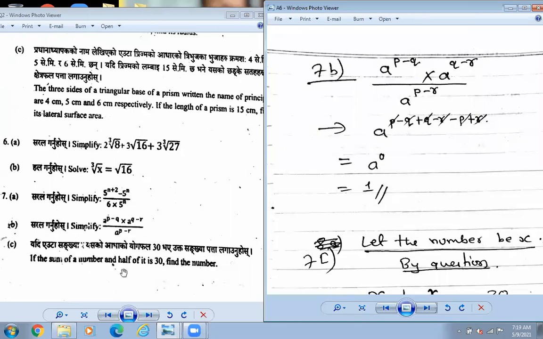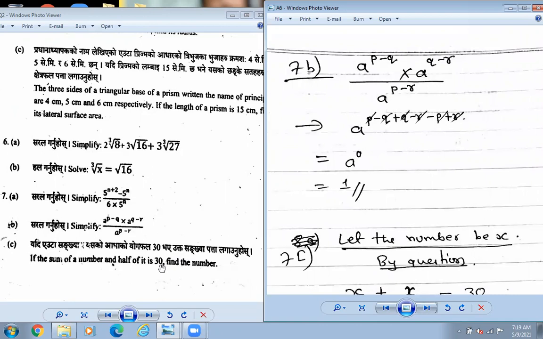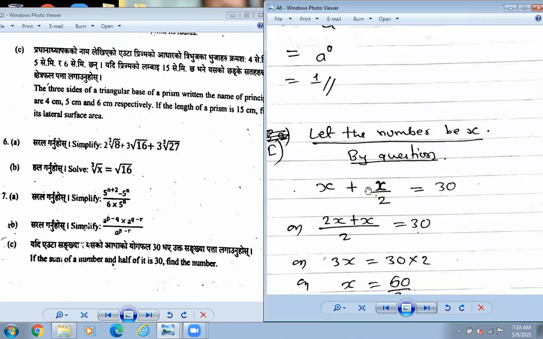So let the number be x over here first. Only a number is given, not a 2-digit number, just a number. If the sum of two numbers was given it would be different, but it is talking about only one number. X is the number, so let us suppose let the number be x. The sum of the number and half of it, sum means plus, the number and half of that number are added, it becomes 30.